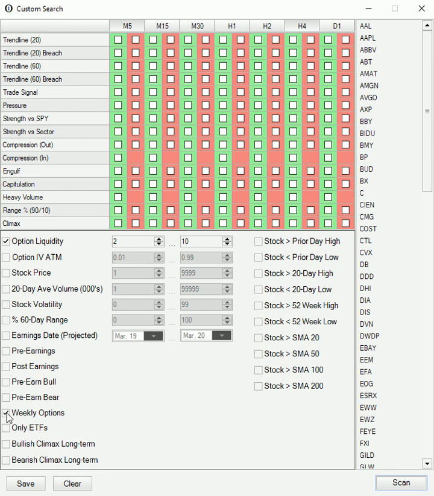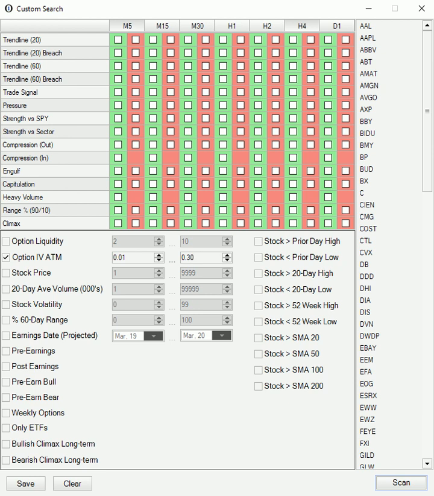And I also like marking the weekly options. I'm going to take this off for right now, and I'm going to take the option liquidity off so that you can focus on some of the other fields. Option implied volatility at the money. So for those of you who are premium buyers, you might want to have a range of 0.1 to maybe 0.30.